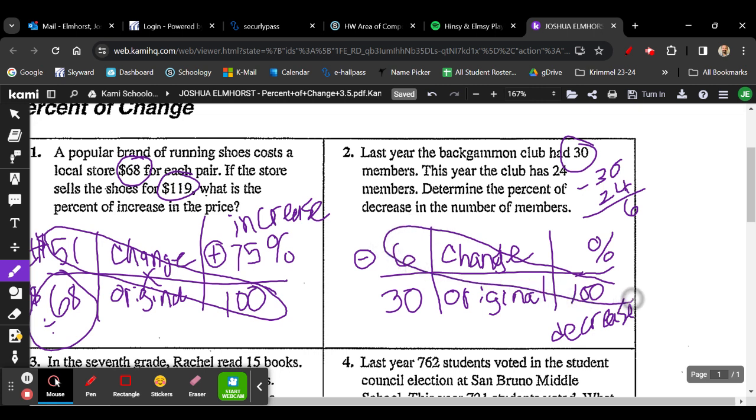In order to solve, we could use factors or multiply diagonally. So we're going to use cross product and then divide by 30. And that was a 20% decrease.